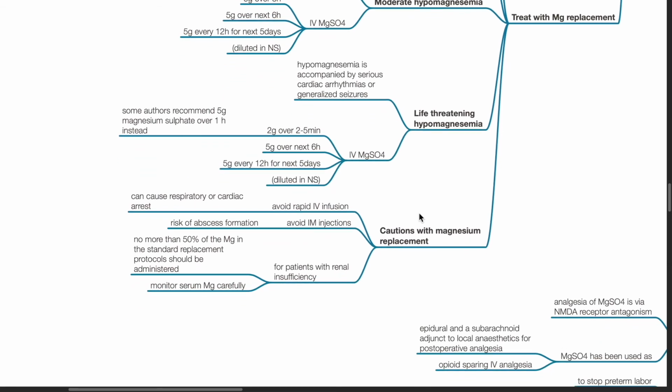Cautions with magnesium replacement: avoid rapid IV infusion, which may cause respiratory or cardiac arrest. Thus, some authors recommend 5 grams magnesium sulfate over 1 hour instead of 2 grams over 2 to 5 minutes. Avoid IM injections as this increases the risk of abscess formation. For patients with renal insufficiency, no more than 50% of the magnesium in the standard replacement protocol should be administered, and monitor serum magnesium carefully.